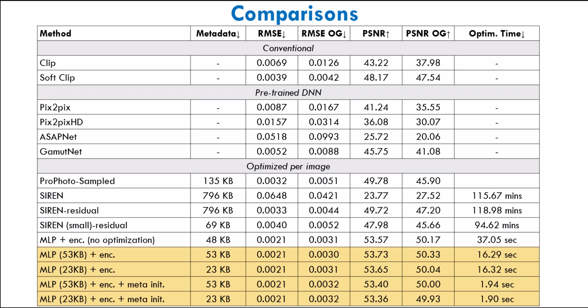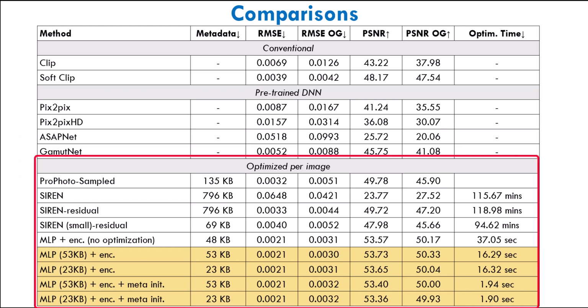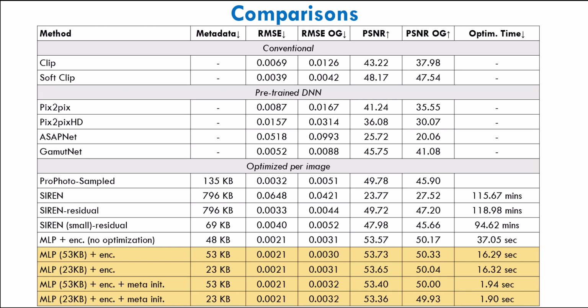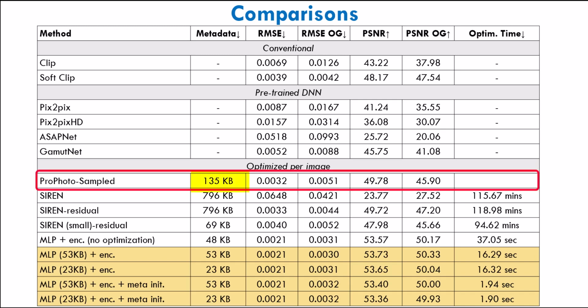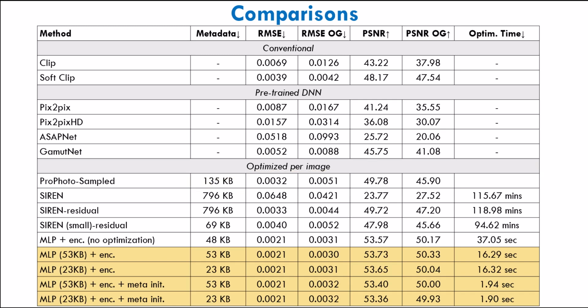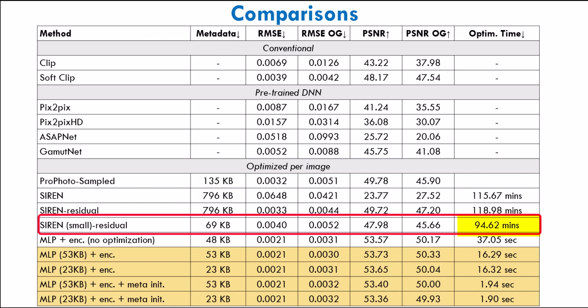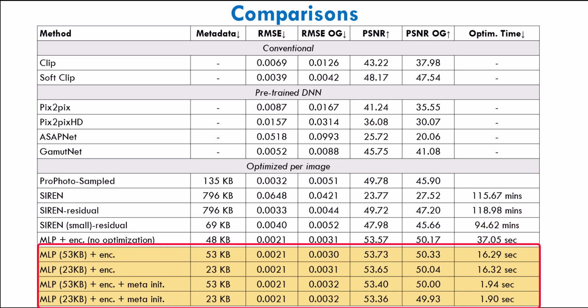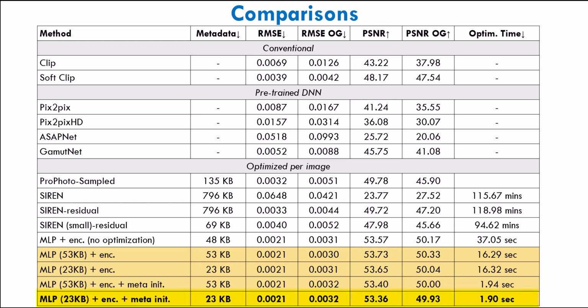We can see that the methods that optimize per image perform better than pre-trained deep learning models. ProPhoto sampling also works well, but requires more metadata. SIREN also performs well, but is slow to optimize. Our MLP and its variants achieve the best results. The last row shows that our MLP using feature encoding, meta-MLP initialization, and fast optimization provide good results with a small 23 kilobyte model requiring less than 2 seconds to optimize.